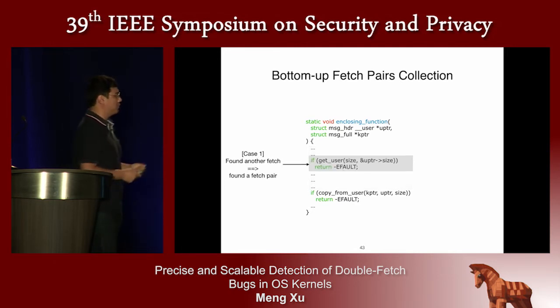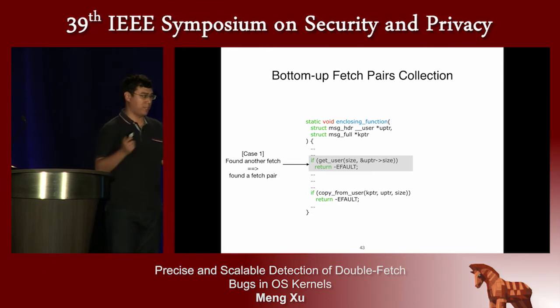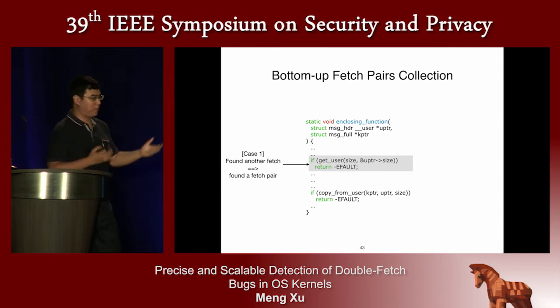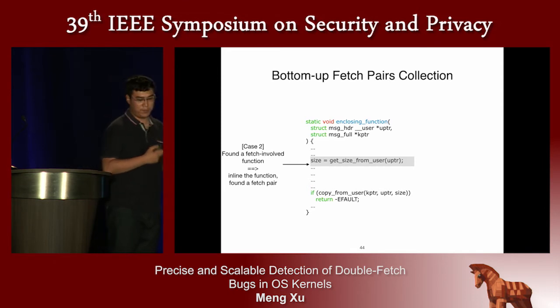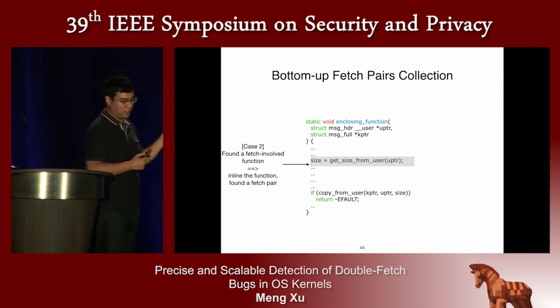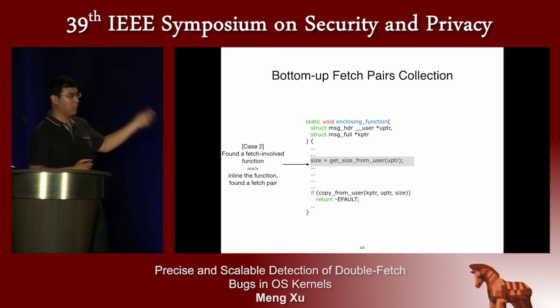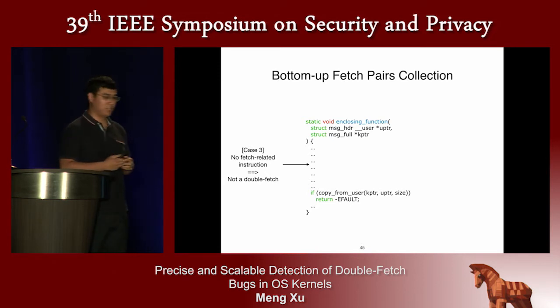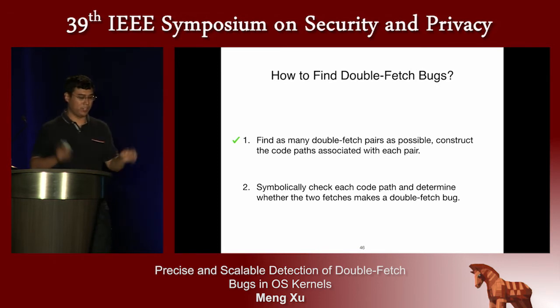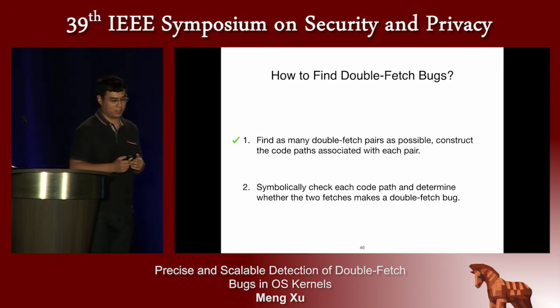In the first case, you find a fetch, which is good. You find a fetch pair. You find a path, and then you can start to symbolically check whether it's a double fetch or not. In the second case, you find a fetch-involved function. Although this is not a copy-from-user function itself, somewhere inside the function there's a copy from user, and you can just inline the function there and redo the whole thing, and you will find a fetch pair. In the third case, there are no other fetches, so this is a single fetch, and you don't need to worry about it. So we finished the first part on how to collect the double fetch pairs.